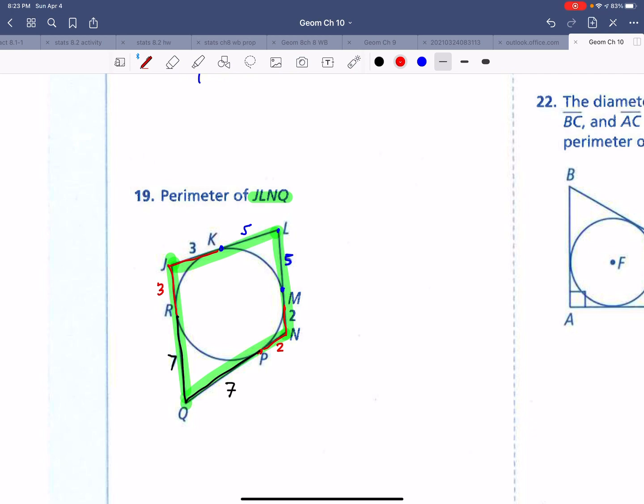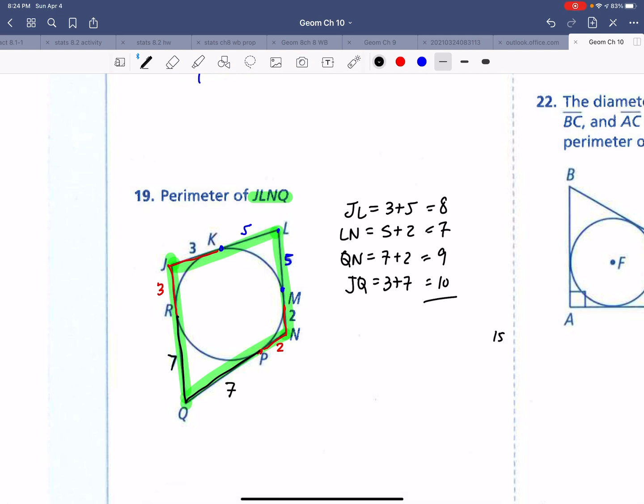Okay, so we can add up our sides. JL is 3 plus 5. LN has to be 5 plus 2. QN is 7 plus 2. And JQ is 3 plus 7. So adding all these up, I get 15 plus 19, 34. Nice. That's just like our lesson check question.